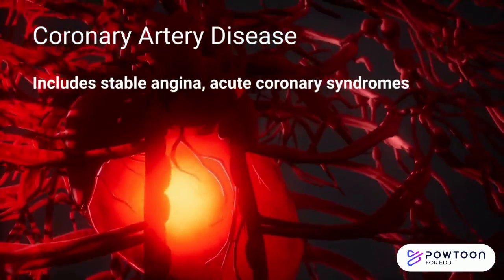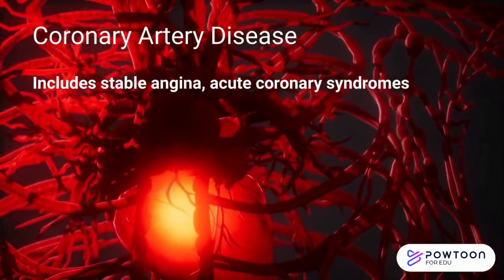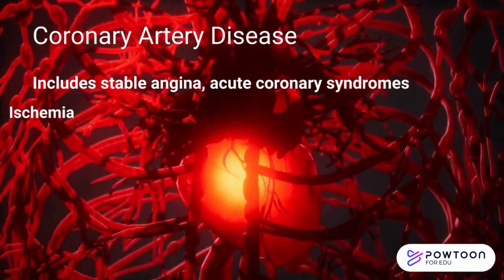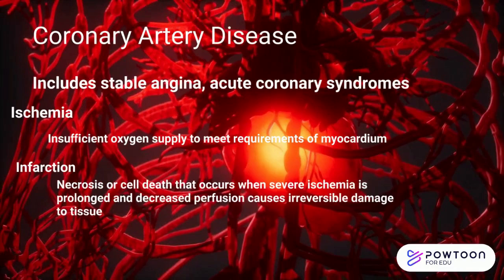Coronary artery disease includes stable angina and acute coronary syndromes. Those terms are interchangeable, and we'll talk about that more in a minute. I do want you to note the difference between ischemia versus infarction. Ischemia is a lack of oxygen to that heart muscle, whereas infarction is actual cell death of that heart muscle due to ischemia.